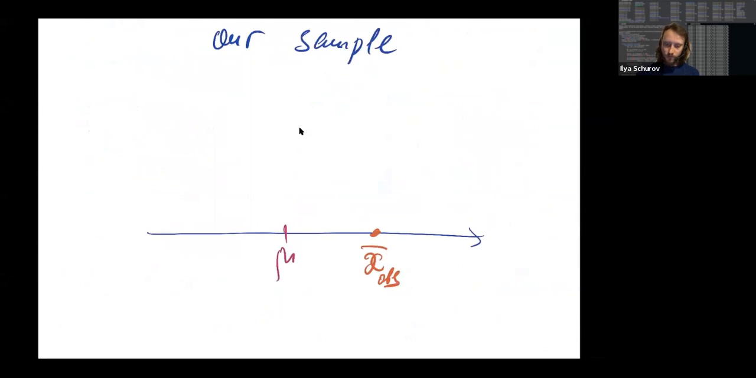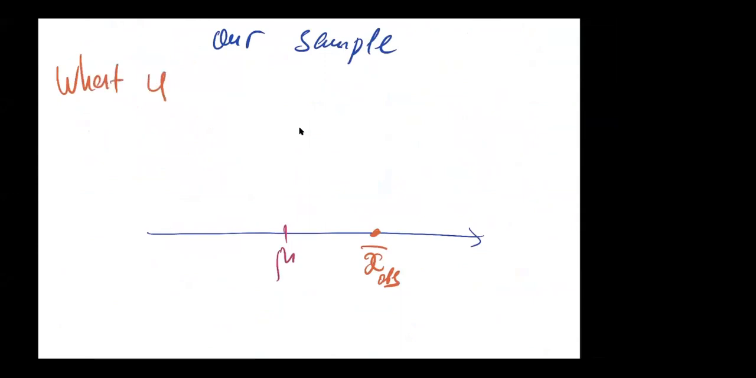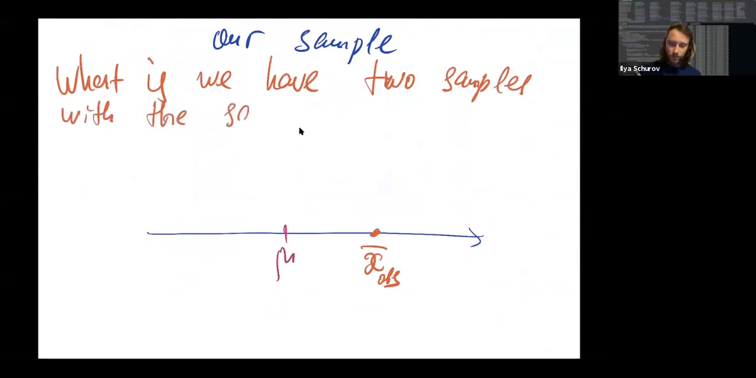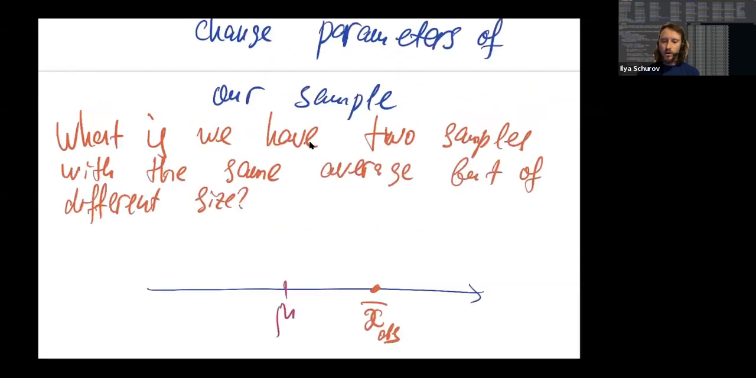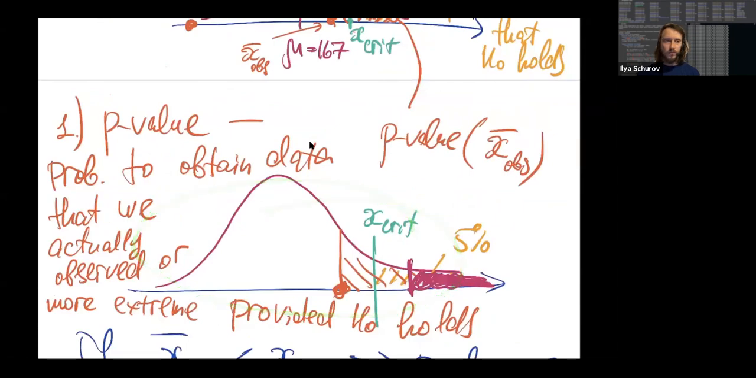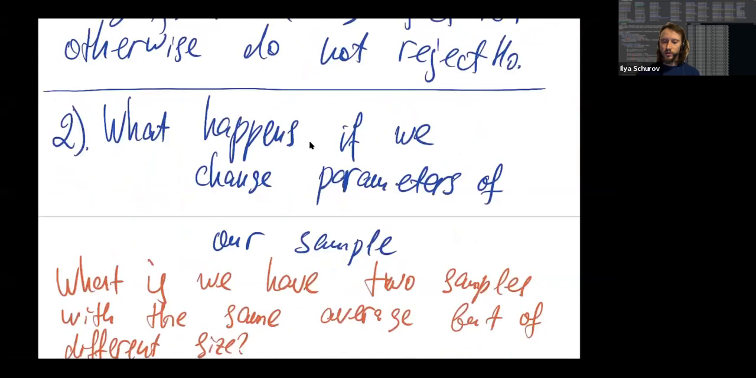So what if we have two samples with the same average but of different size? As we discussed previously, we should obtain different results. You said previously that the larger sample we have, the more convincing our result. But how to see it in this picture? How to see it using our decision-making procedure?